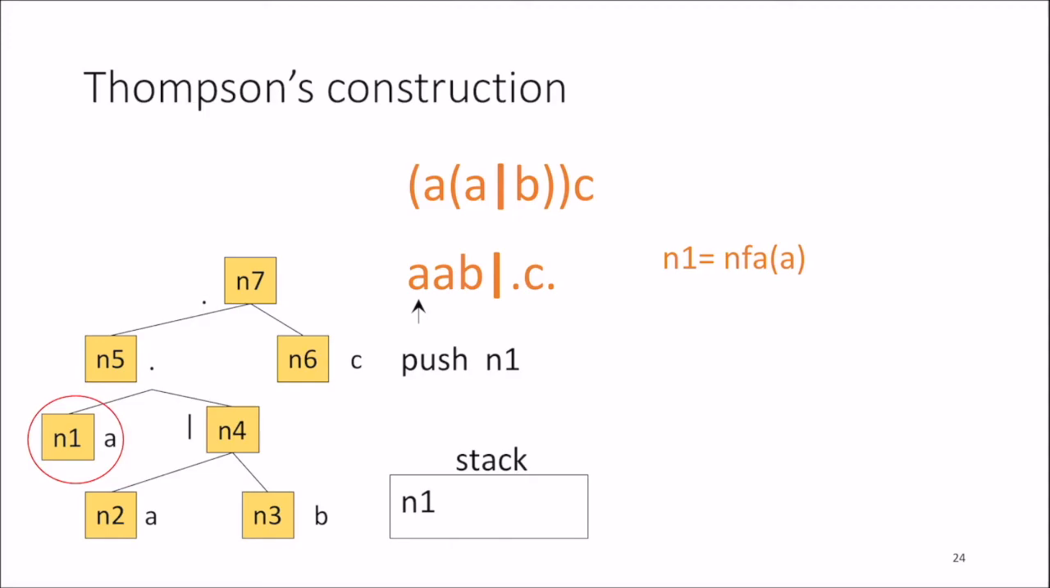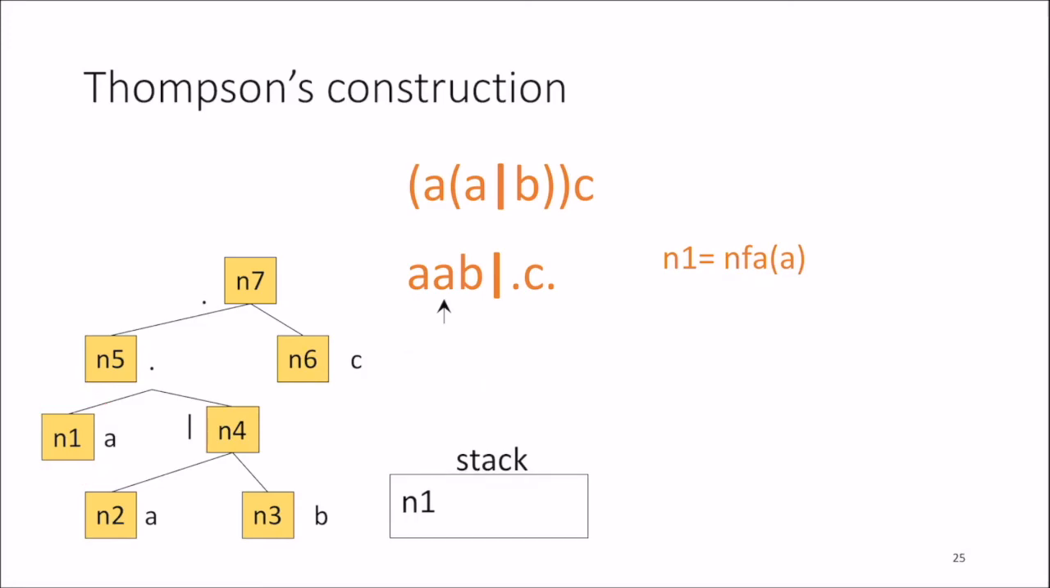As you can see, we're starting from the leaves of the tree where the NFAs are the simplest. And then as we go up the tree, the NFAs will get more and more complex as we merge them together based on the operator. So either alternation, concatenation, star, etc. So the first thing we do is we push N1 onto the stack. N1 is the NFA just for the symbol A. So it's a simple base case NFA.